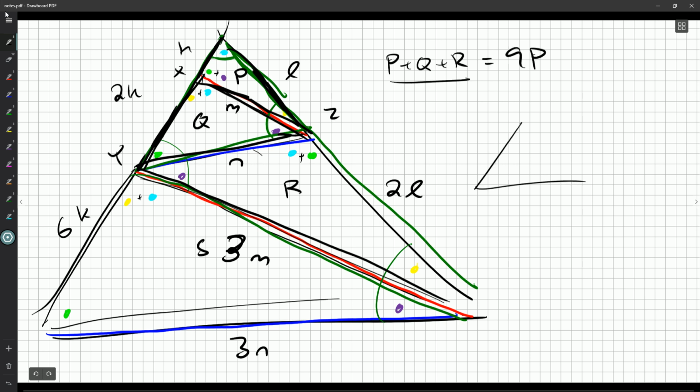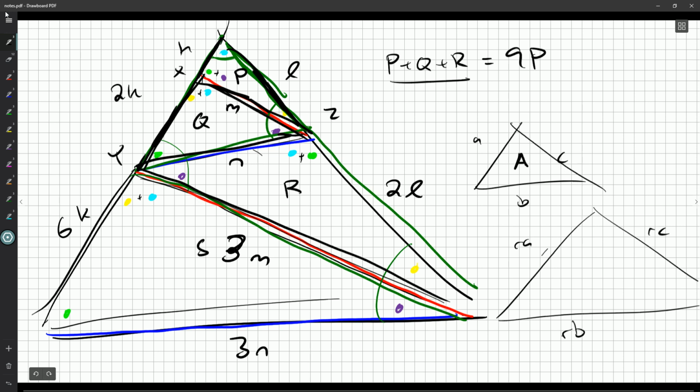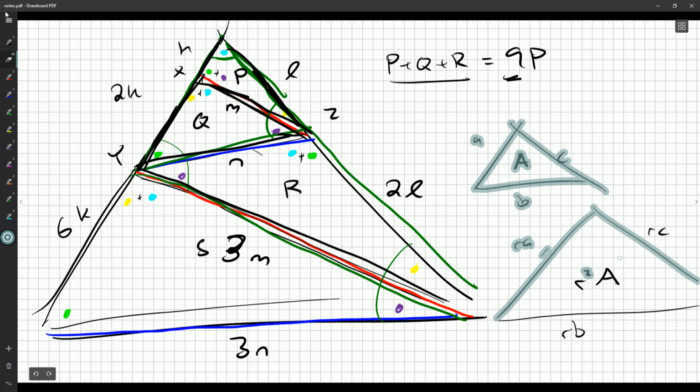So when you've got triangles that are similar, if you've never seen this before, and you just scale up all the sides by a certain amount, the area scales up by that common ratio squared. So the common ratio is 3, so the areas scale up by 9. Okay, so there we go. That's a nice little relationship.